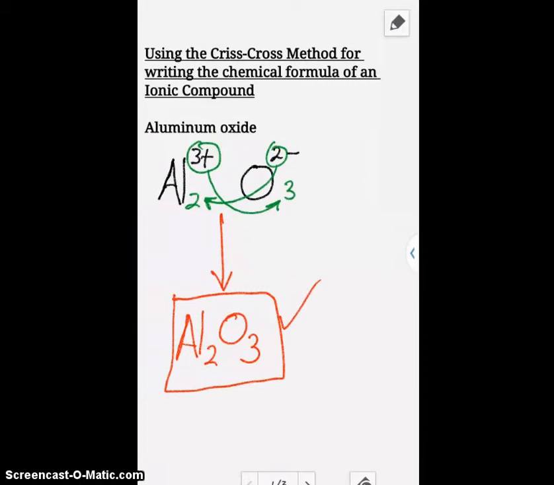Alrighty, so here's a really quick video lesson on how to write the chemical formula for an ionic compound using something called the criss-cross method. As you'll see, it's really easy. Okay, so before we get started, let's just check out this first example I have here. The first example is aluminum oxide.